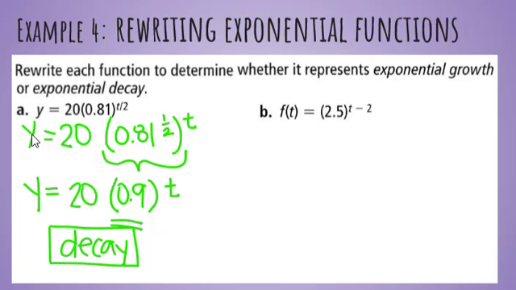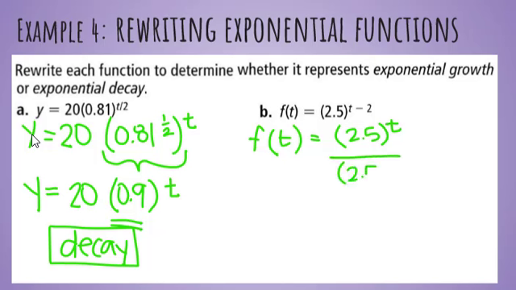Now for our second one, we have f of t equals 2.5 to the t minus 2 power. I'm going to go ahead and start rewriting this one. This one can be rewritten as 2.5 to the t power over 2.5 squared. If you think back to your properties, when you are dividing like bases, you can subtract the exponents. So this can be rewritten as this using the properties of exponents.